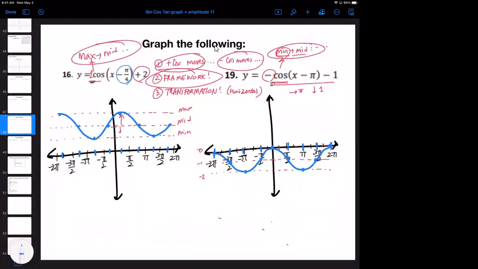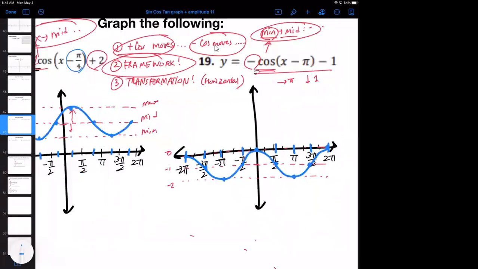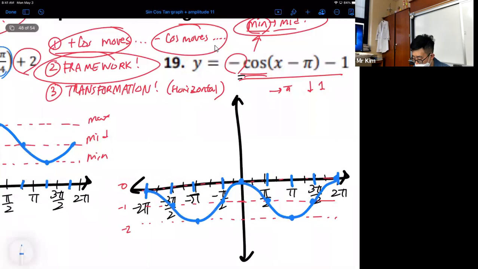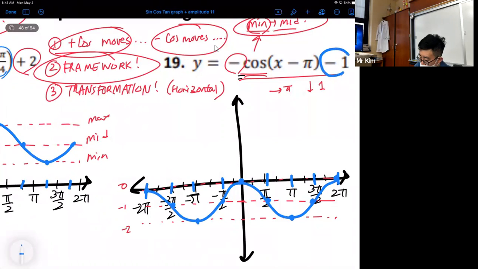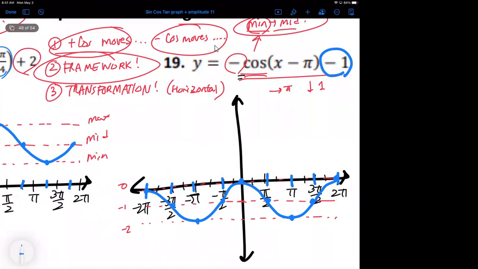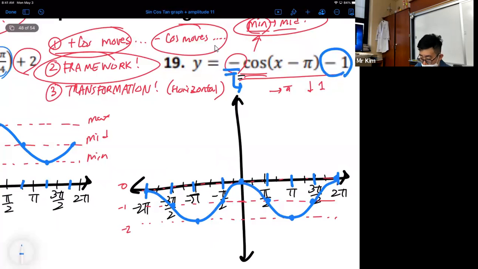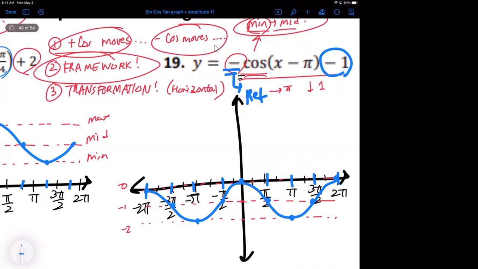In number 19, the second example, since it's negative, wouldn't that mean that the line goes above the x-axis instead of below? Are you talking about the negative here? No, the one in front. Like this thing? Yeah. That negative, all it does is reflect it over the x-axis. The graph is just transformed, just being flipped over.